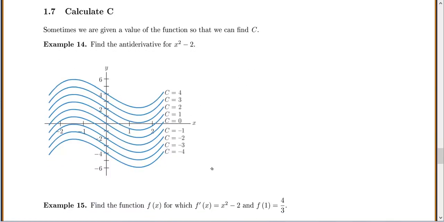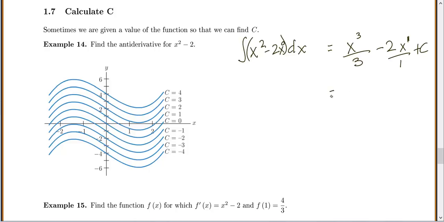Now, sometimes we're given a specific value of our function so that we can find c. So here's an example where we want to find the antiderivative for x squared minus 2. The integral of x squared minus 2 dx would be equal to what? Let's see. Derivative of x squared, raise the power by 1 and divide by your new power, minus 2. Now this 2, that's really like 2 times x to the power of 0. You just don't normally see the x to the power of 0 in there. So we'll raise the power by 1 from 0 to 1 and divide by our new power of 1, plus c. So in other words, x cubed over 3 minus 2x plus c.